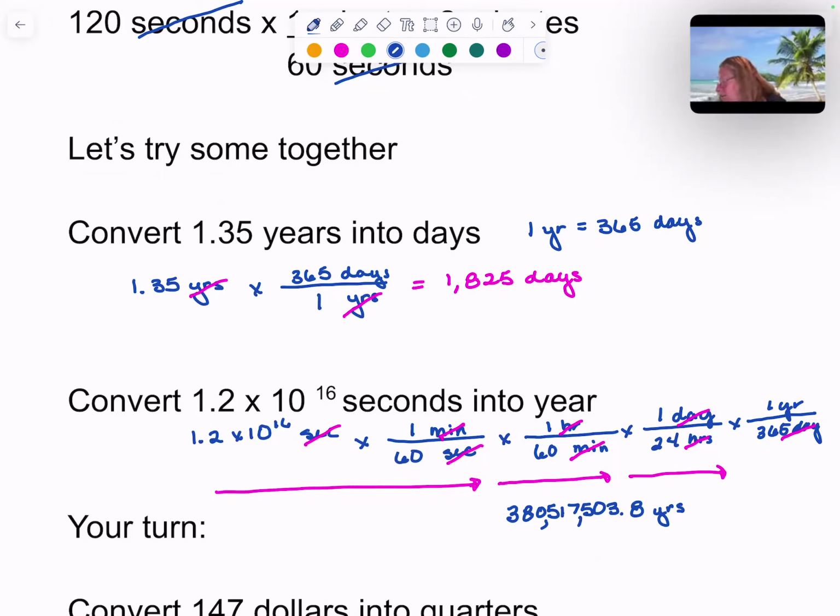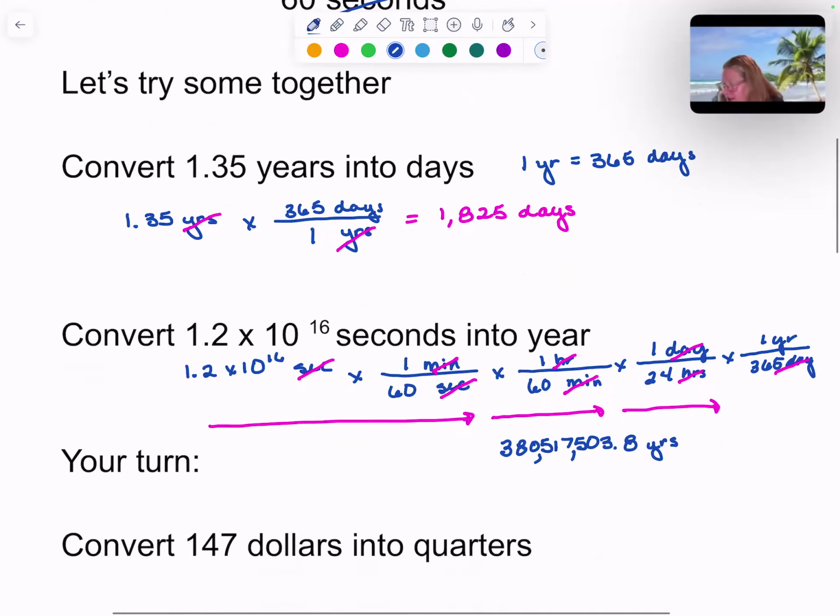In this case, I would have rounded it to 380 million years. Wow, that's a long time ago. It didn't look that big when we were thinking about it in seconds. So now it's your turn.